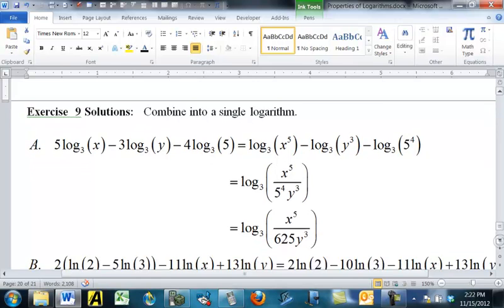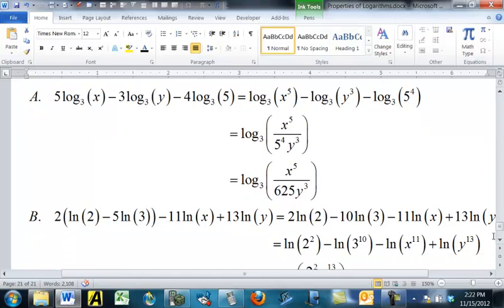Alright, so now these go in the other direction, combining into a single logarithm. Well, we can't combine them until we get them to have coefficient 1 or negative 1. So we have to move these coefficients inside as powers. So this becomes log base 3 of x to the 5th, minus log base 3 of y cubed, minus log base 3 of 5 to the 4th.